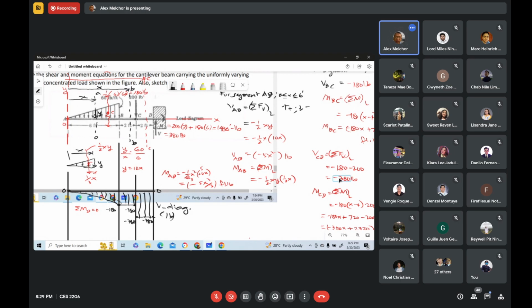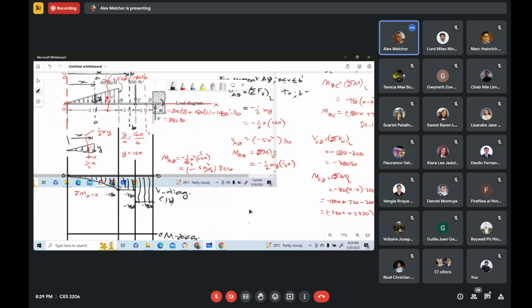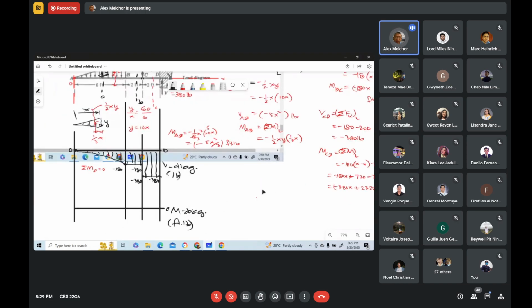Okay. Now, for the moment at A, what is the moment at A? This is the moment equation for segment AB, no? So at A, the value of x is 0. So therefore, moment at A is 0. So we have 0 here because x is 0. Now what about the moment at B? B is within segment AB. So you can use this.